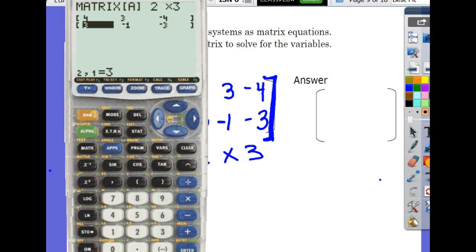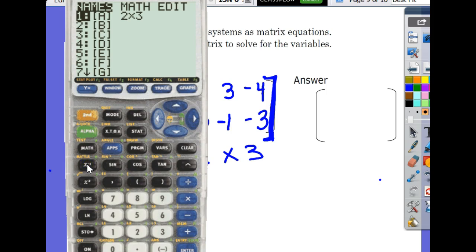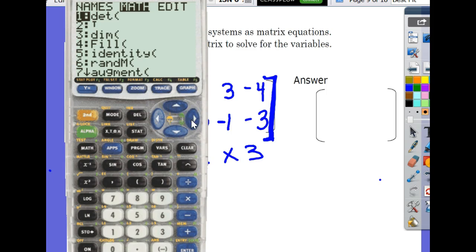Step number 6 says to push second quit. Do you see the word quit right here on top of the mode button? Push second mode. We've entered all of the numbers into the calculator, and then we need to get out of that screen. Okay, step number 7. What does it say? So we're going back to where we were before, second matrix. Except this time, where are we going? Arrow over to the word math, not the word edit this time, the word math.